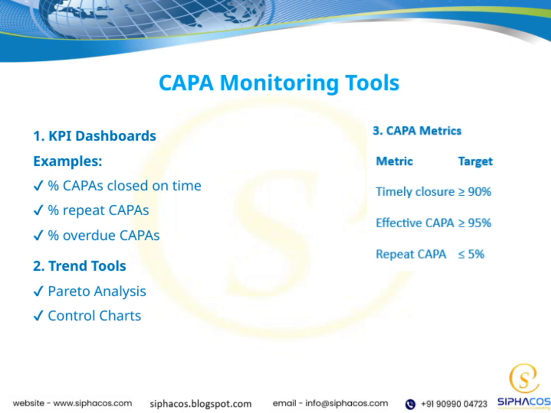a problem. By using these tools together, we get a comprehensive view of our CAPA performance, making it easier to identify areas for improvement and ensure continuous quality. This aligns perfectly with our overall goal of strengthening our quality management system through ongoing monitoring and improvement.